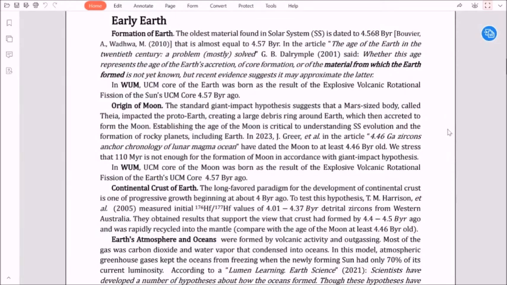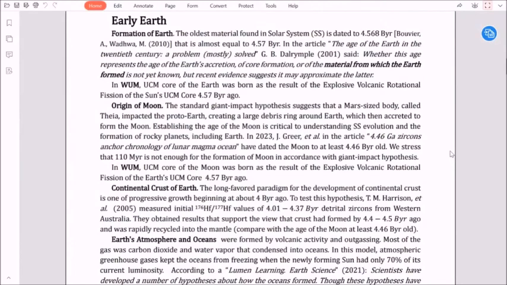We stress that 110 million years is not enough for the formation of the Moon in accordance with the giant impact hypothesis. In WOM, the UC matter core of the Moon was born as the result of the explosive volcanic rotational fission of the Earth's UC matter core 4.57 billion years ago.